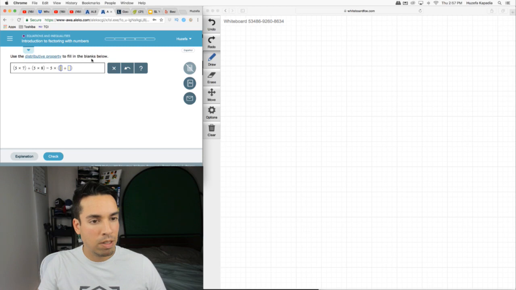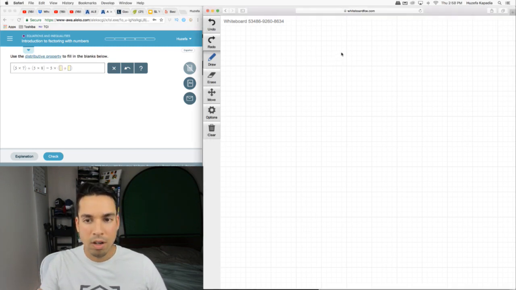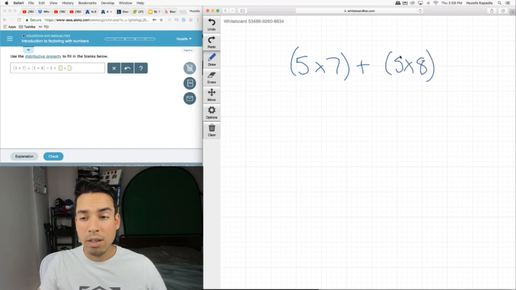Use the distributive property to fill in the blanks below. Okay, so what's going on here? We've got 5 times 7 plus 5 times 8. When we're factoring, what we're doing is we're looking at these two quantities.